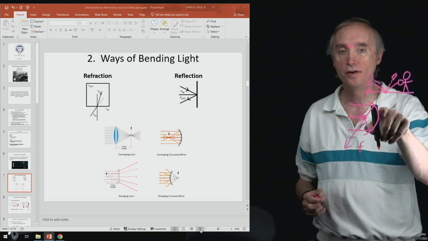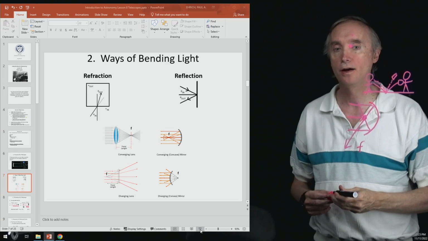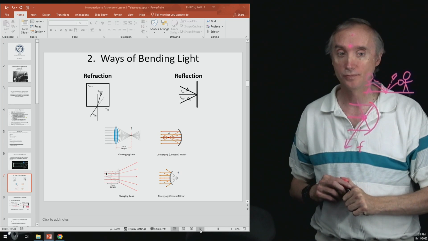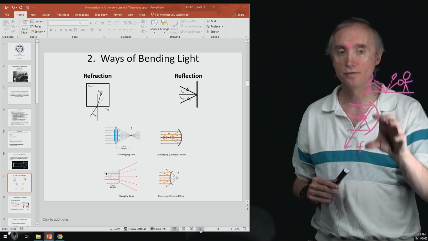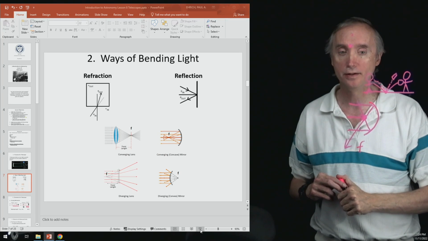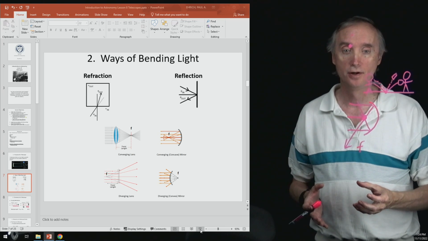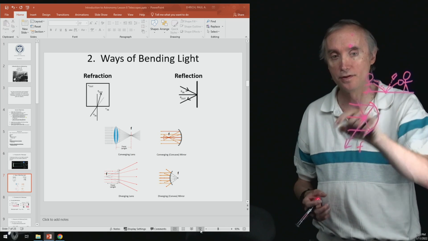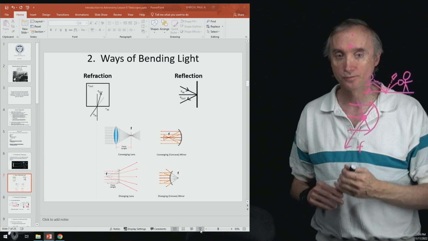And this is going to be very important because this is the kind of mirror that's going to be in the back of reflecting telescopes: this concave mirror. Notice it focuses the light. An example of this might be a solar hot dog cooker, where you've got sunlight coming in and then it's being reflected to this point, and that's where you put your food if you want to cook it.